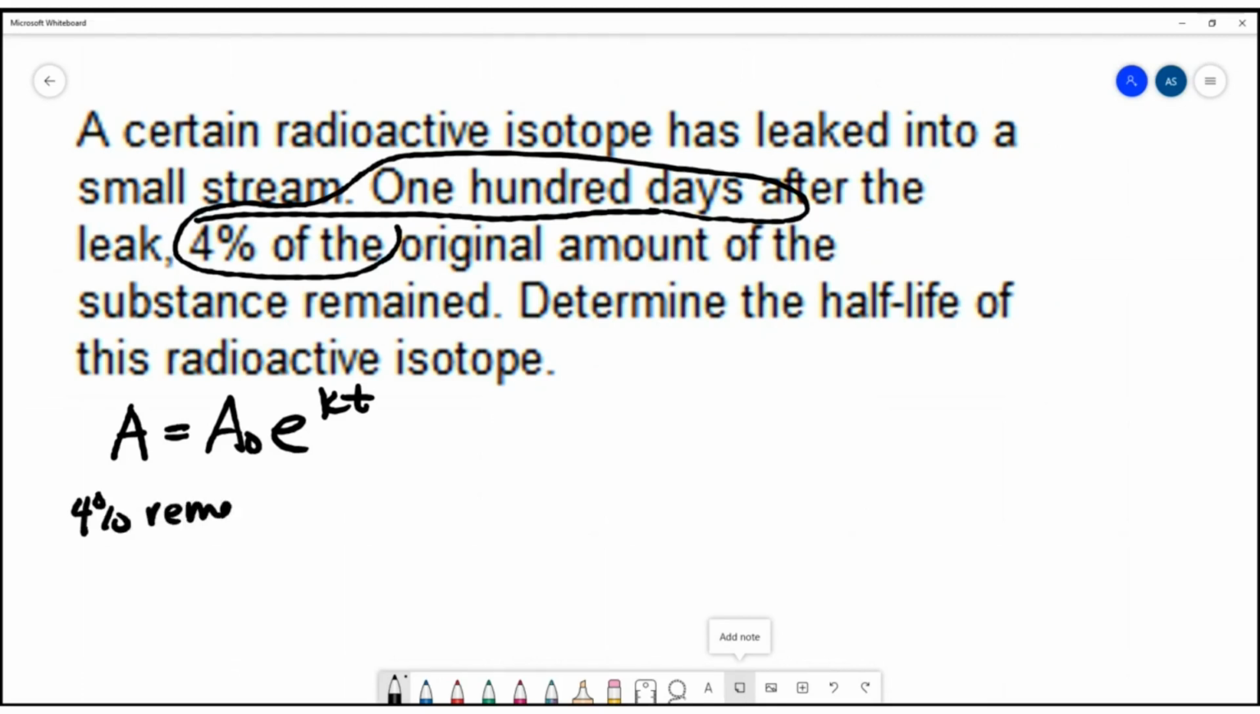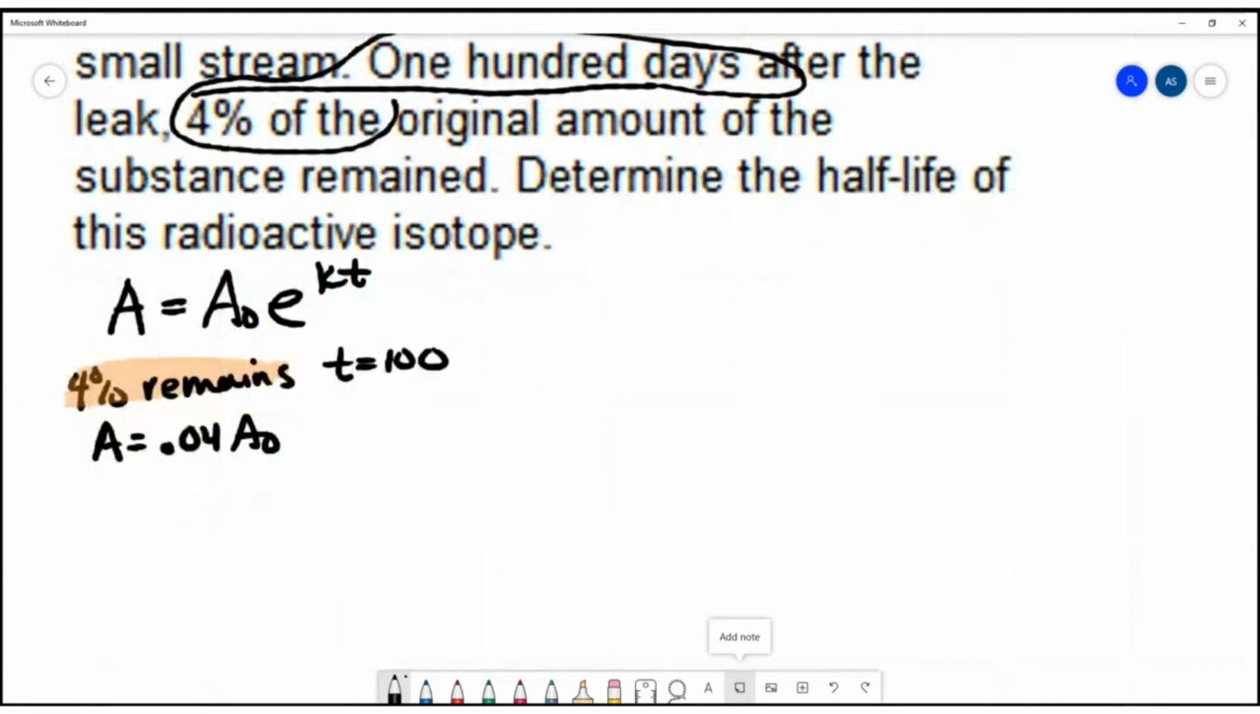4% remains at a time of 100 days. This part where it says 4% remains is telling you the relationship between the starting amount and the ending amount. So the ending amount will be 4% of the starting amount. I'll substitute this into the formula and solve for K, the decay rate.